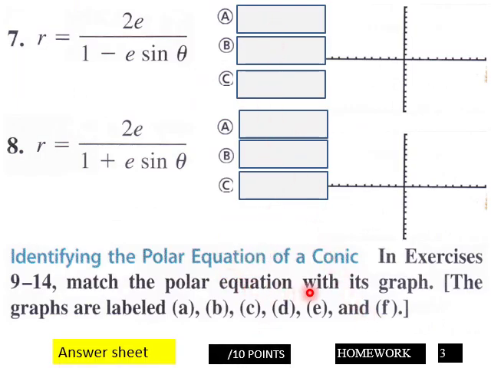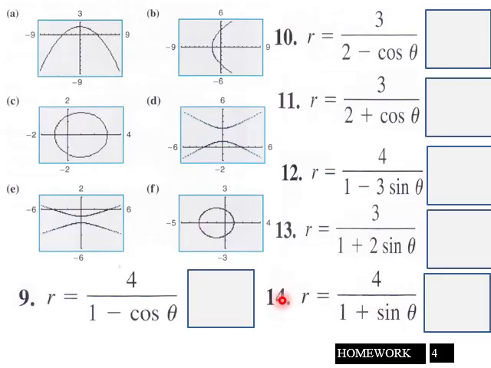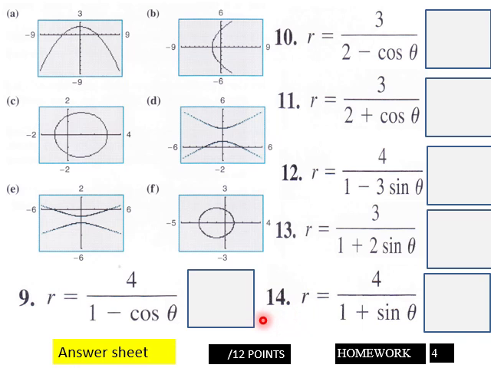And then onward to the next page, match the polar equation with its graph. The graphs are labeled A, B, C, D, E, and F. So we got equations and graphs that you need to match up. Here's your graphs. And then match these equations with your graphs. So put your letters in here for the graphs, okay? Page 4, you got 12 points here, page 4.